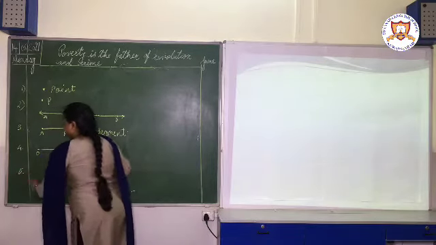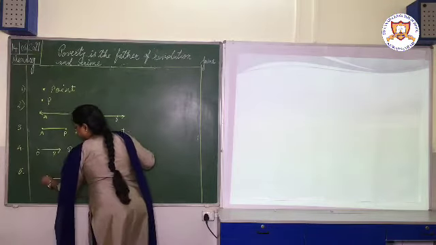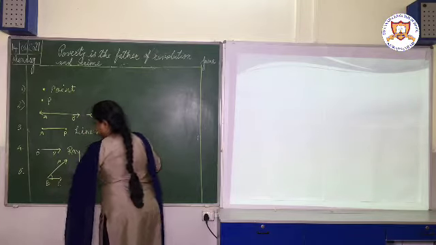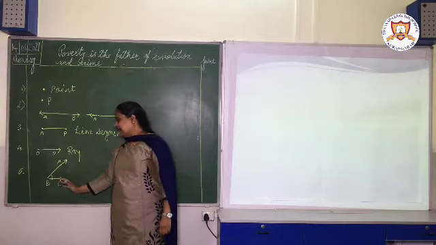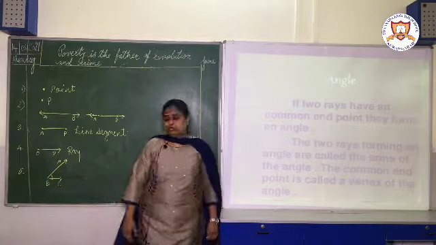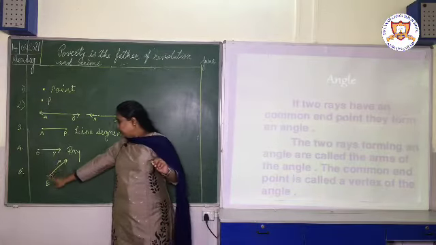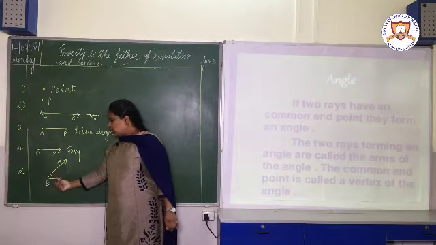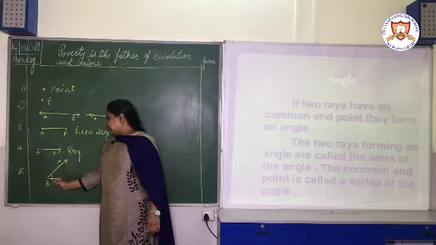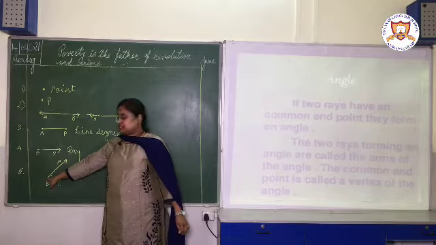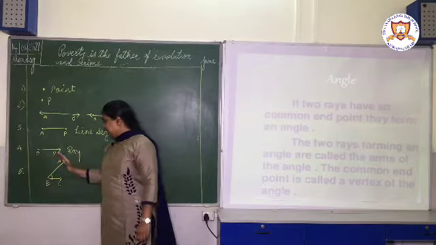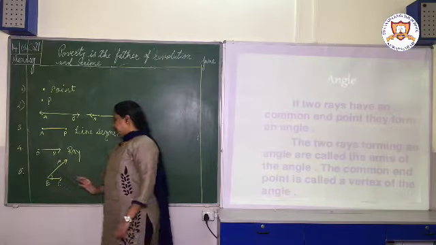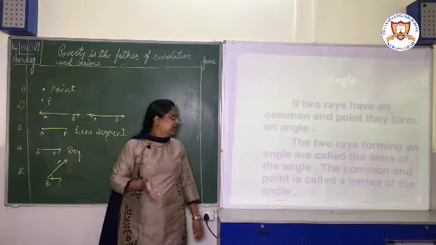Then our fifth one. Identify this figure. Yes, it is an angle. Absolutely correct. If two rays have a common end point, they form an angle. These two rays are called the arms of the angle, and this common end point is called the vertex of the angle. We can read this angle as angle ABC, or we can read it as angle CBA. Both ways we can read it. This we have learned in the previous class.